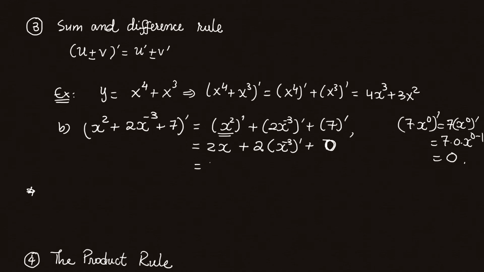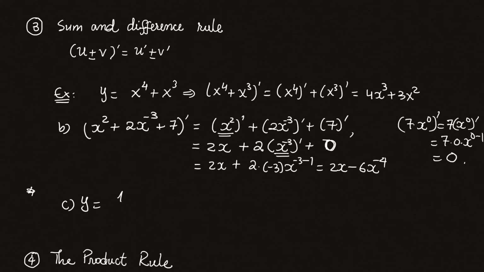So I have 2x plus 2. The derivative of this is minus 3 times x squared, minus 3x squared. So I have 2x plus 2 minus 3x squared. So that's how you apply it. And then last one, if you have y equal to, let's say, 1 over x cubed minus x to the power 7.